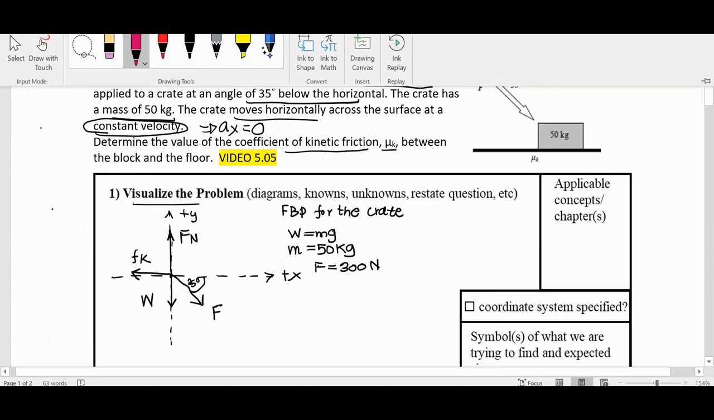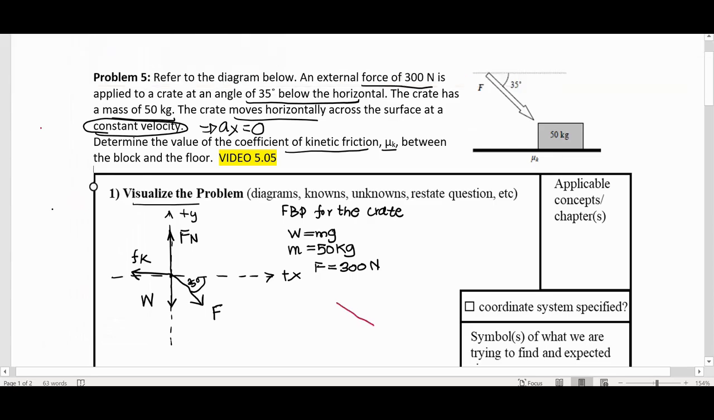So now I'm going to draw a vector diagram to show this applied force and the two components acting along the x direction and y direction. The component acting along the x direction is equal to force applied times cosine of 35 degrees. And then the y component is F sine 35. You have to use your knowledge of trigonometry to find out the x and y components of the applied force.